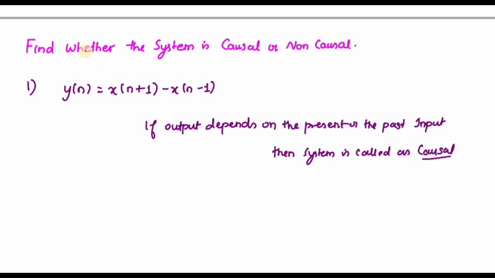What it means is, if I suppose n is equal to 0 in the above equation, I will get x of 1 minus x of minus 1. If n is equal to 0 is the present input, x of 1 becomes future, right? And this is past. Since the output depends on the future and past input, it is a non-causal system.